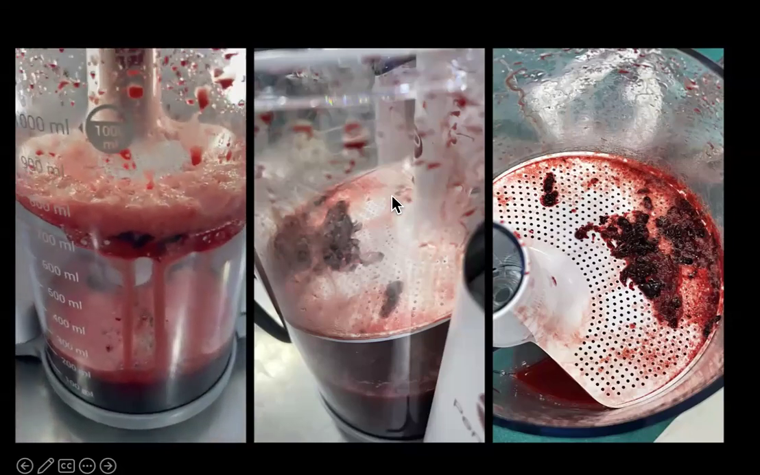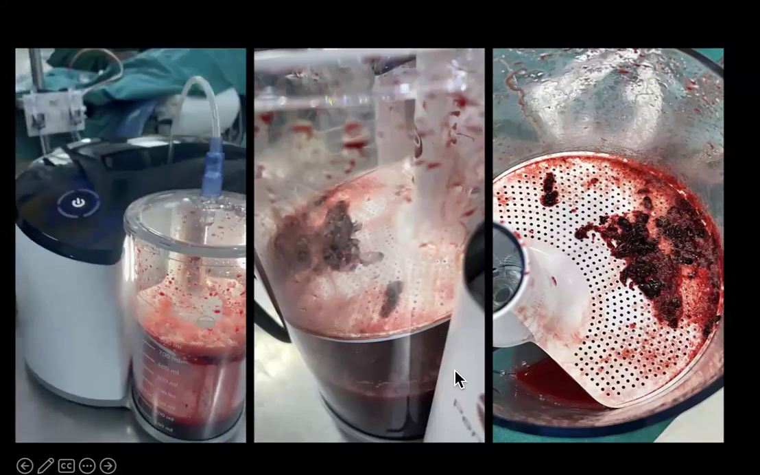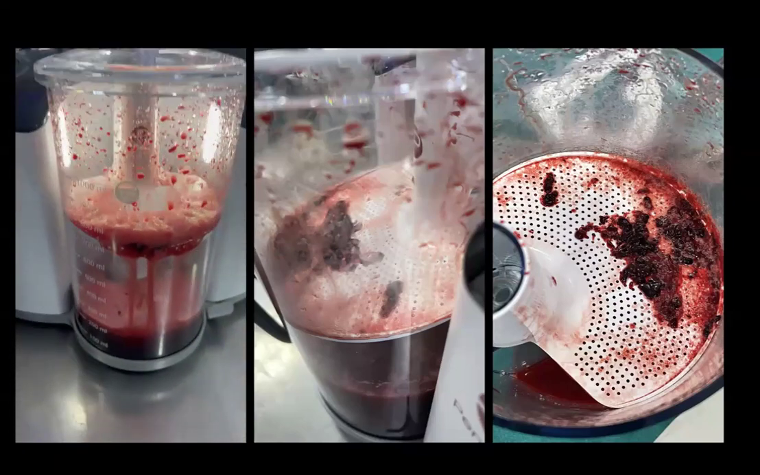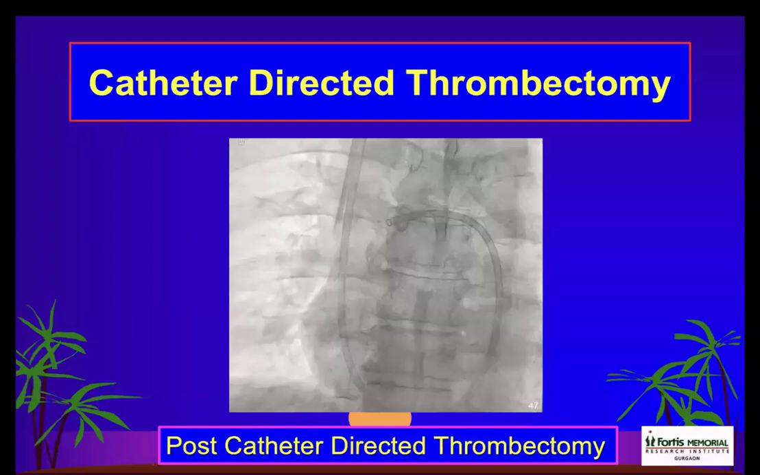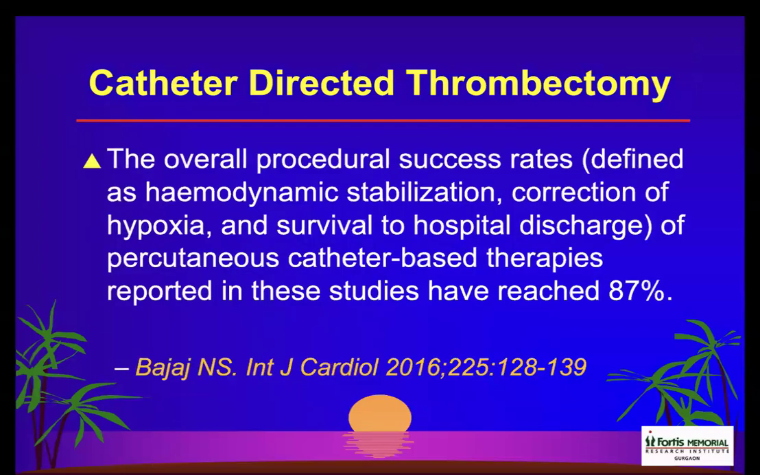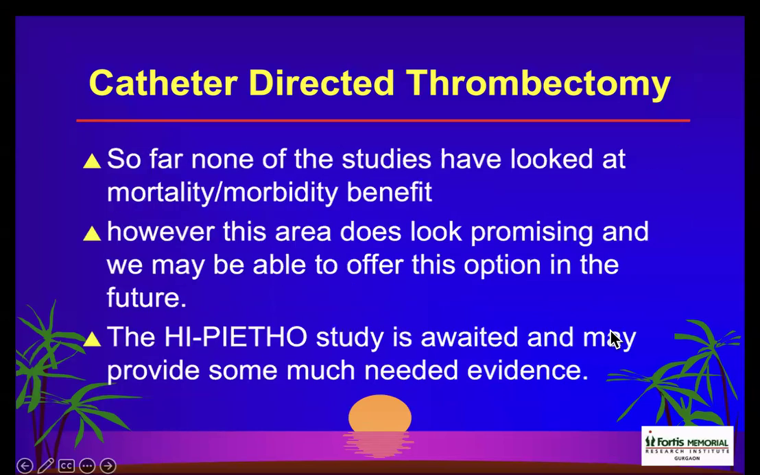This is the large number of clots which have been sucked out and fragmented with catheter-directed thrombectomy to clear the clot from the pulmonary arteries. And this is the post-catheter-directed thrombectomy image, where significant perfusion was achieved. Now, the overall procedural success rate, defined as hemodynamic stabilization, correction of hypoxemia, and survival to hospital discharge, by percutaneous catheter-based therapies has been reported to be as high as 87%, but this technique is still evolving.